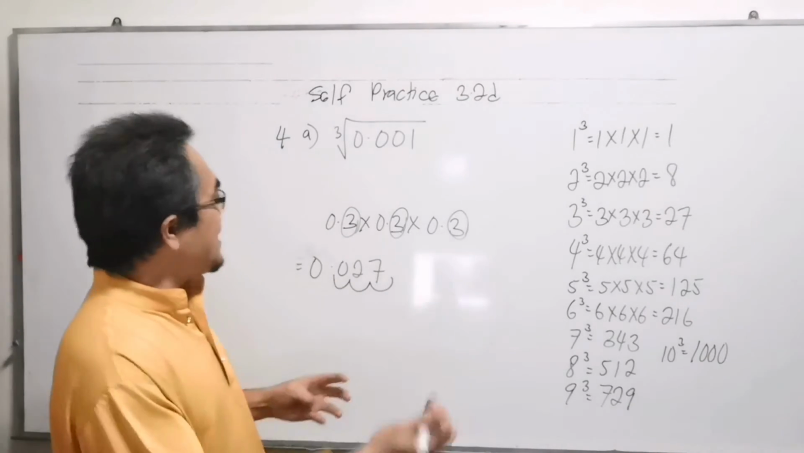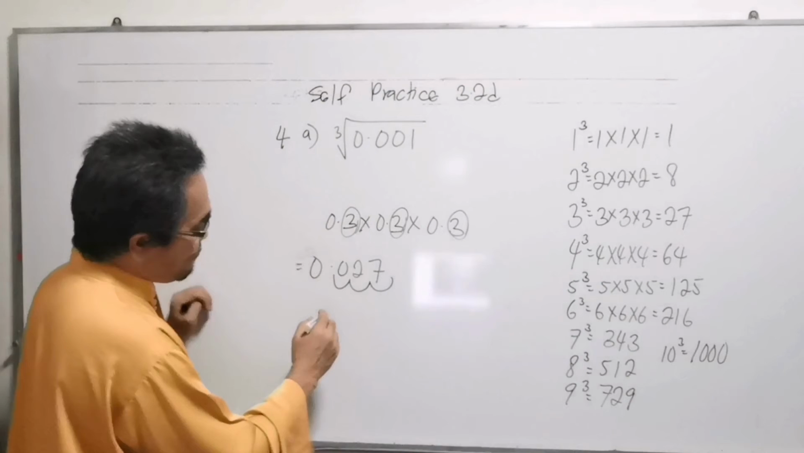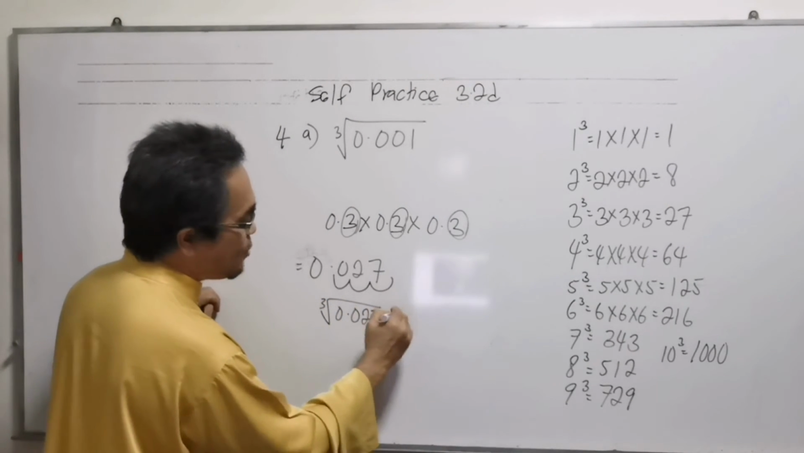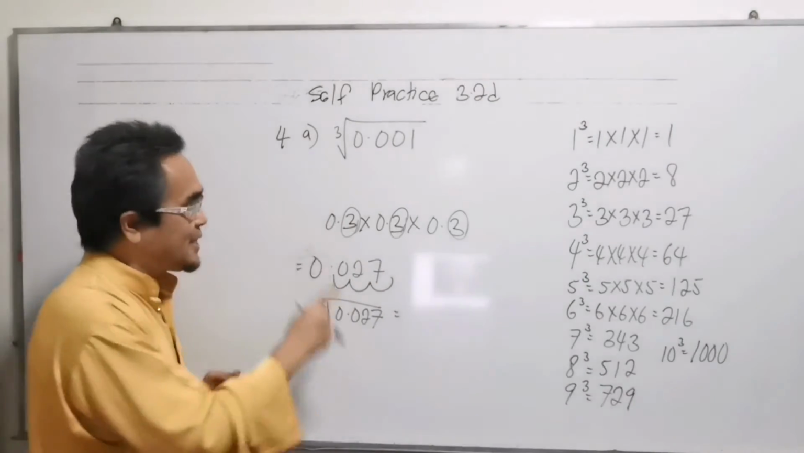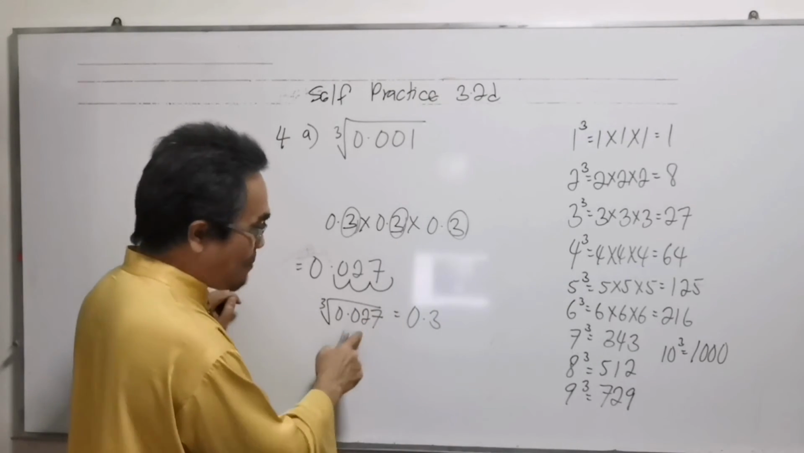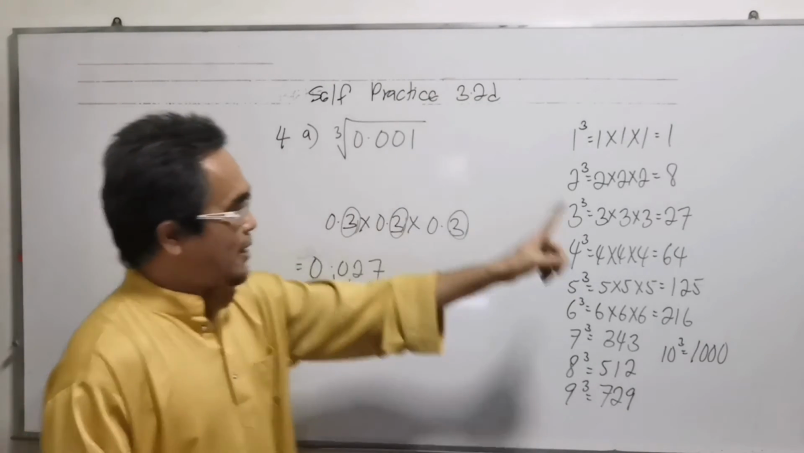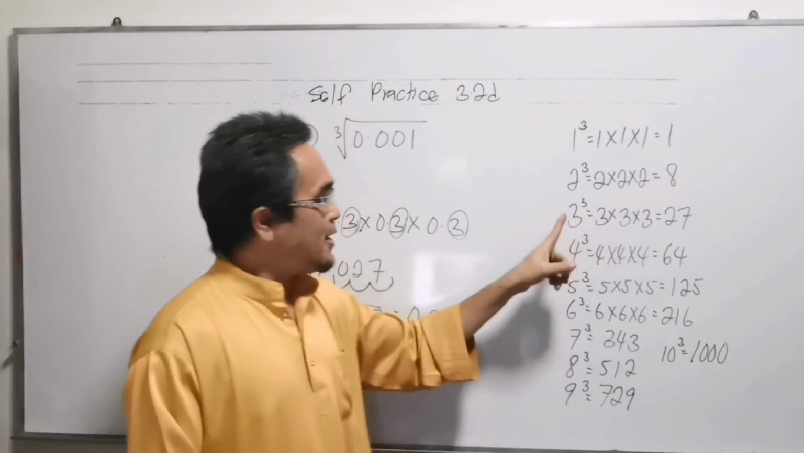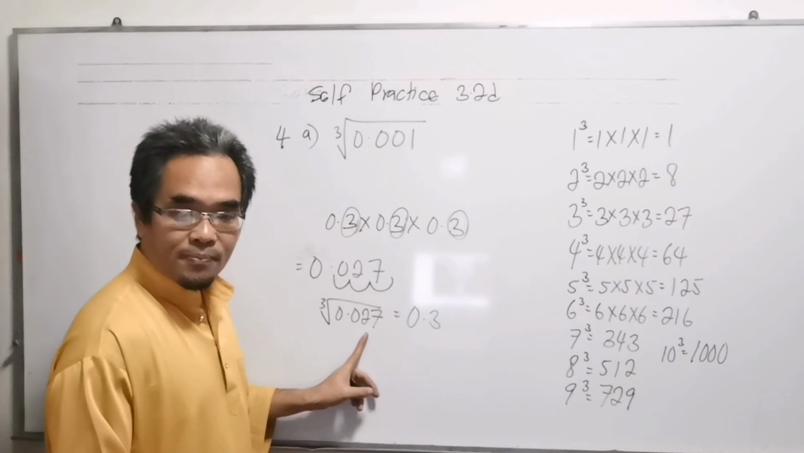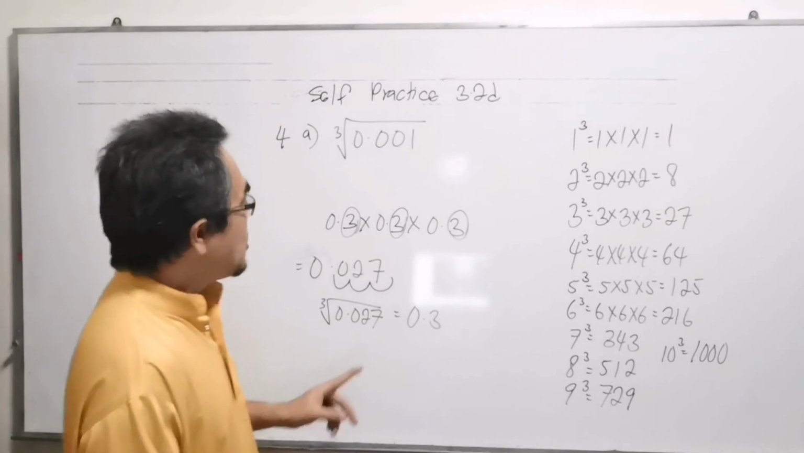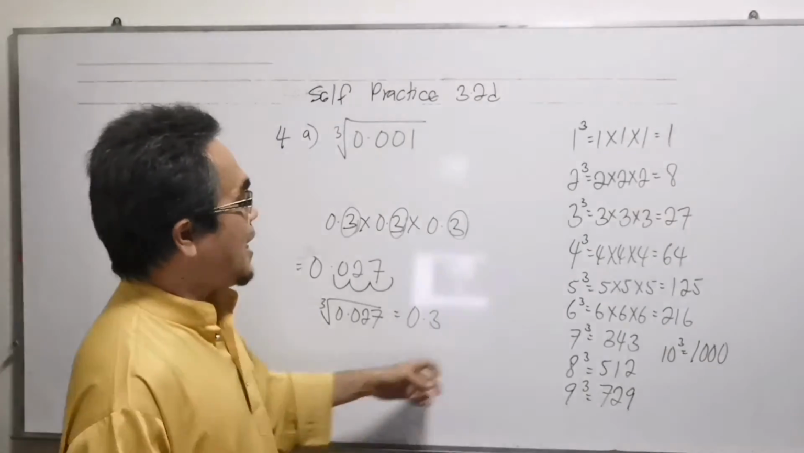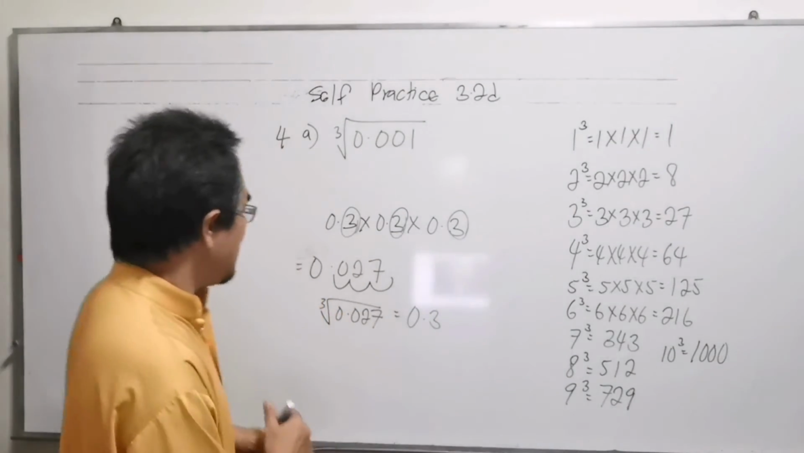So in other words, if you are asked the cube root of 0.027, if the question is 3 decimal places, the answer will be 1 decimal place. So these numbers are related. First, look at the number 27 and find the answer is 3, and then put 1 decimal because this is 3 decimal places. So if the question is 6 decimal places, then the answer will be 2 decimal places.